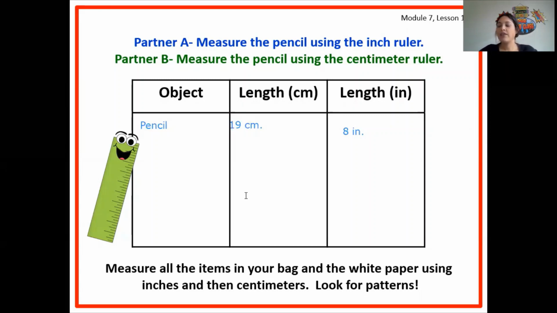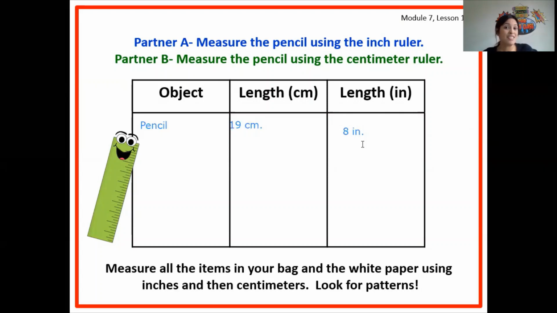Okay, now that we've measured different objects, I want us to focus, for example, on the pencil because it's the one that I have here. Notice how it's 19 centimeters, but it's only 8 inches. How is that possible? How can it be 19 centimeters and only 8 inches? What do you think? Are both measurements correct?